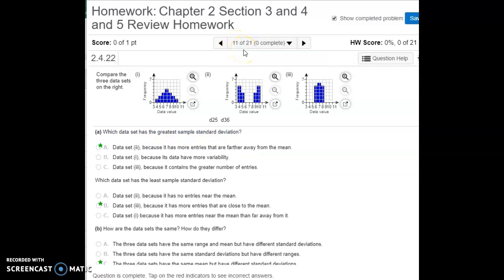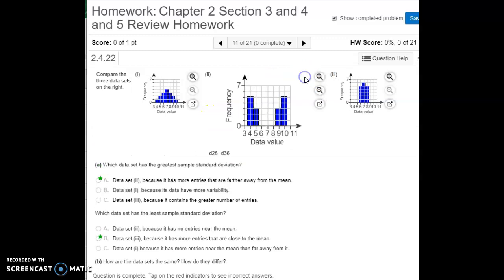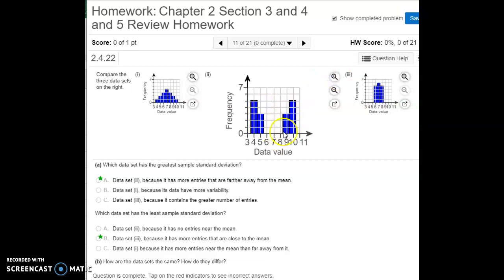Number 11 is trying to get you to visualize what standard deviation is showing us and telling us. So here we have data sets. Which data set has the greatest sample standard deviation? Standard deviation is a measurement of how far away data values are from the mean. If we look at this data set here, it's got some low values and some high values, so the mean's going to be in the middle, but all the data values are far away from the middle. They're either bigger or smaller. And so it has the largest standard deviation because the data is more spread out from that mean of 7.